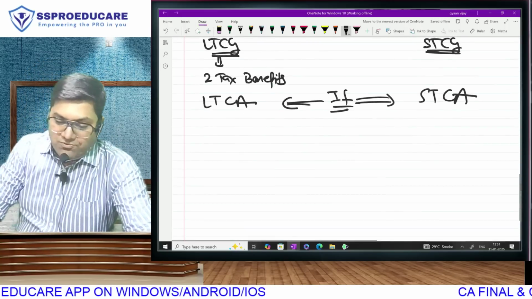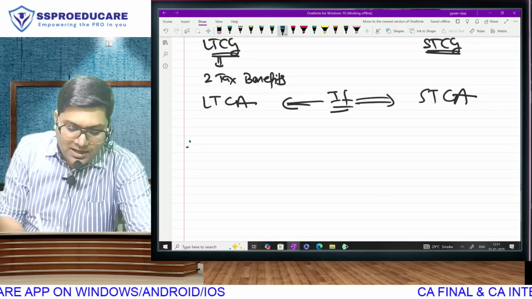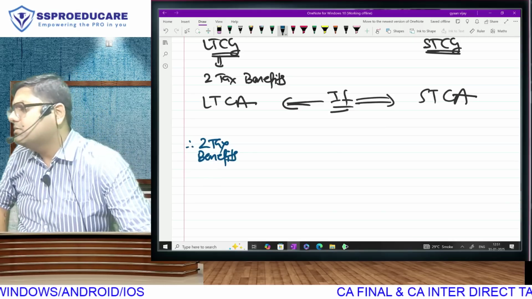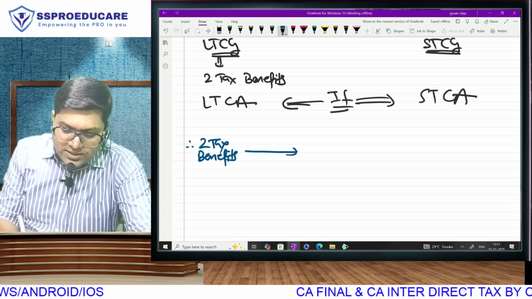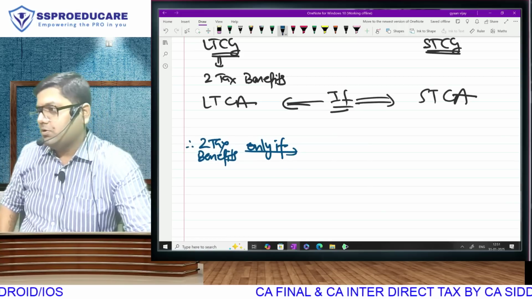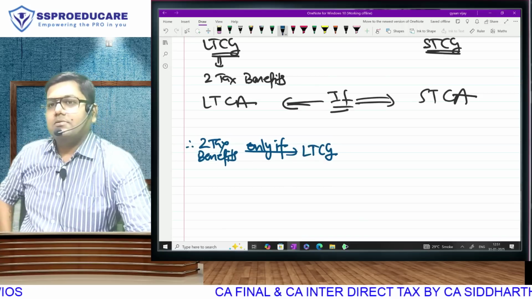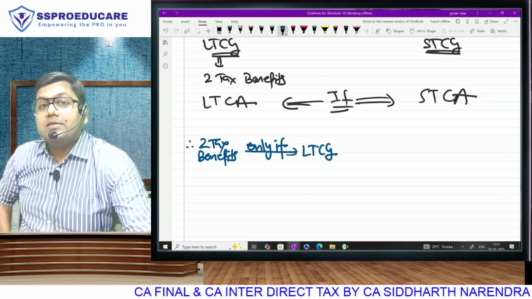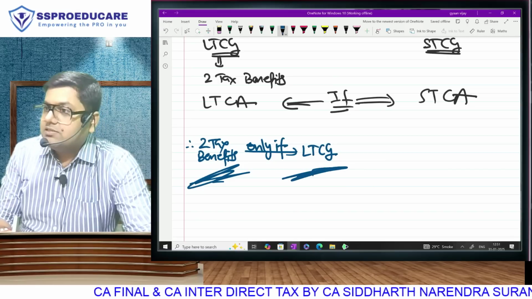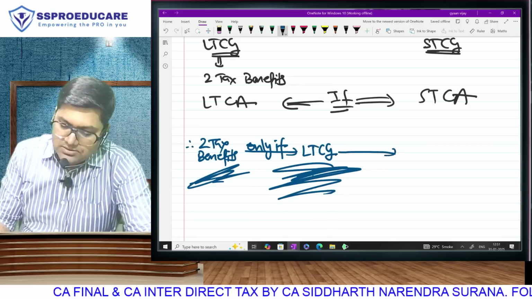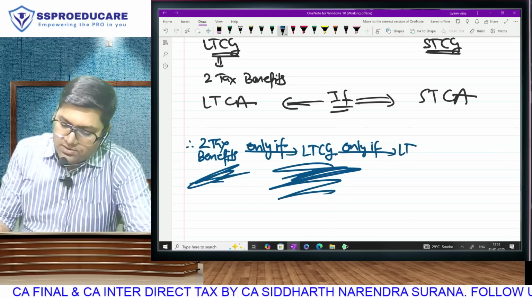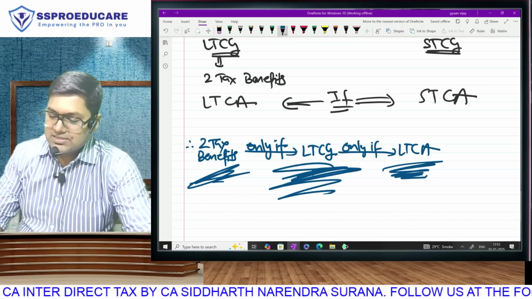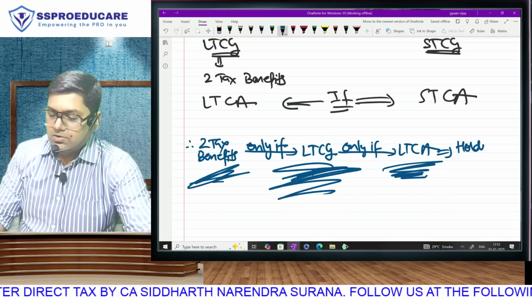So understand the chronology in which we have to learn the law. As a taxpayer, I am first interested in, I think all of you are interested in that only, sir: what are the two tax benefits? But do you realize I will get the two tax benefits only if there is long-term capital gain? Because in short-term capital gain, the two tax benefits are not available. Now the question is, when will I get this? Only if it is a long-term capital asset. And now the last question, sir, when will this happen? This will depend on the holding period.